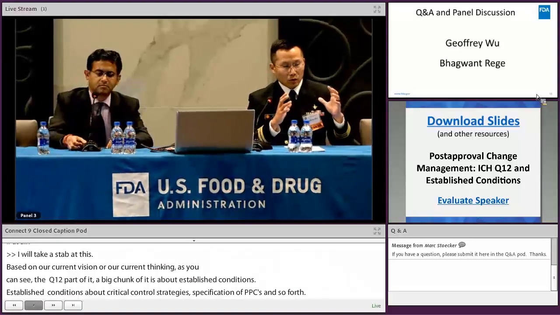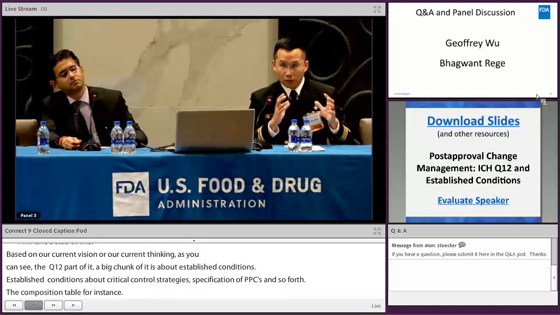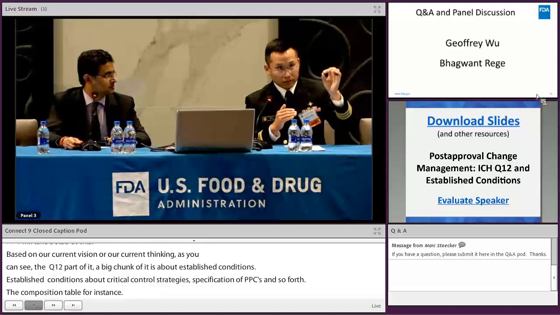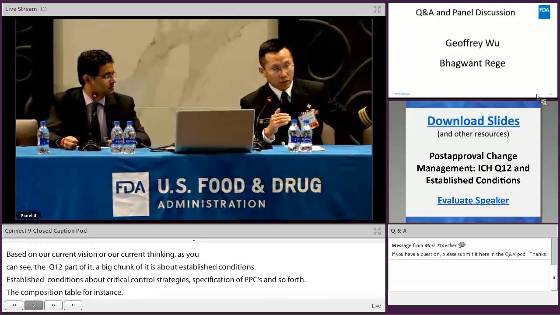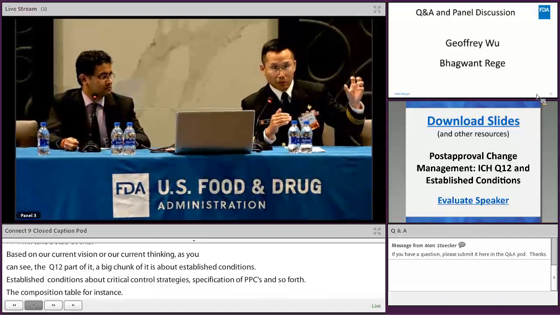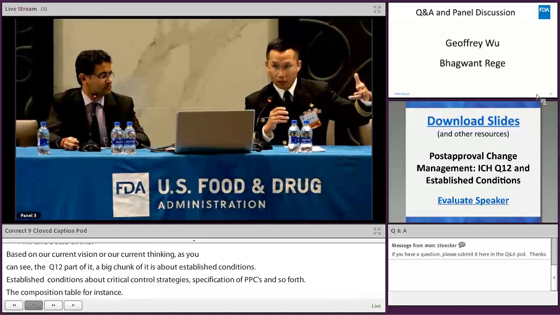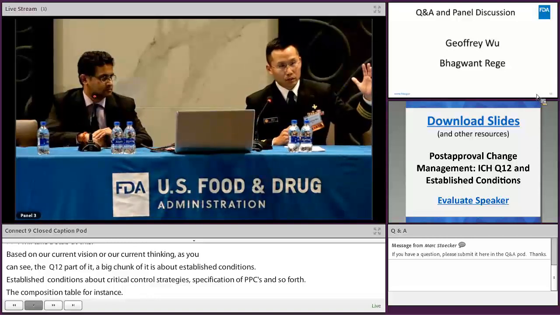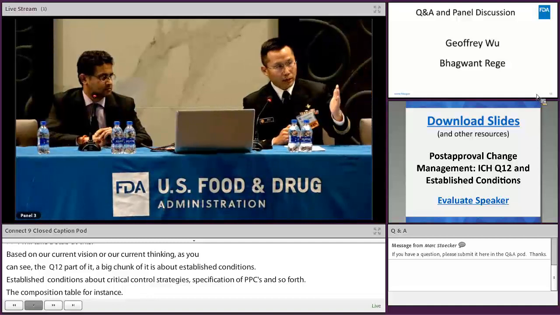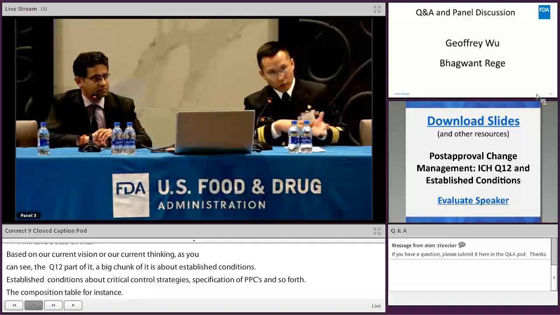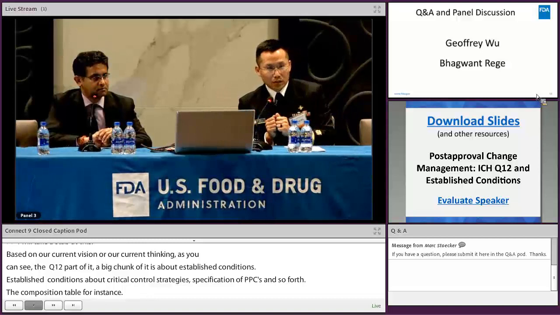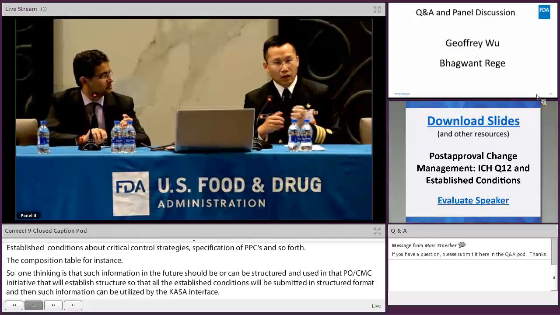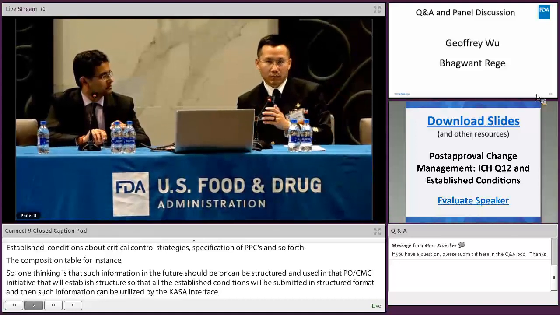So at least one thinking is that such information in the future should be or can be structured using that PQCMC initiative, which will establish the data structure and data exchange standards, so that all the established conditions, or ECs, will be submitted in that structured format. And then such information can be utilized by the CASA interface. So that's one way we see the connection between Q12 and CASA down the road, in the near or midterm future.